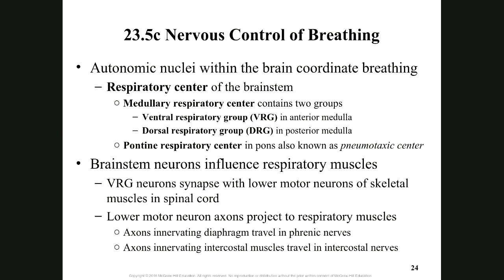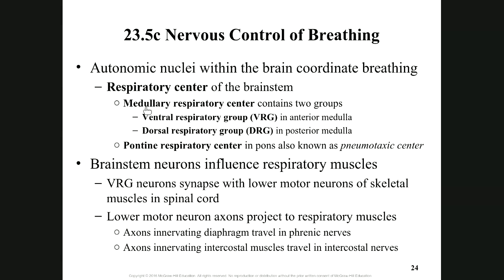Now, I want to talk about the nervous control of our breathing. We have autonomic nuclei which are located in our brainstem. We call it the respiratory center, and this respiratory center can coordinate our breathing. We have one center in the medulla oblongata, which we call the medullary respiratory center, and one center is located in our pons, and we call it the pontine respiratory center.